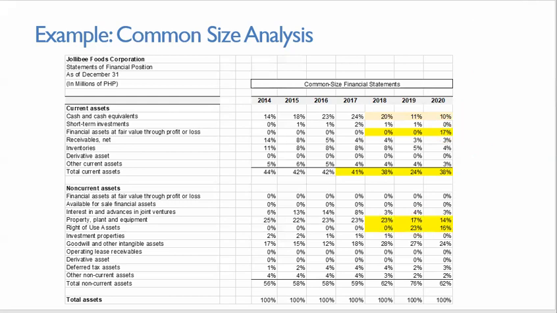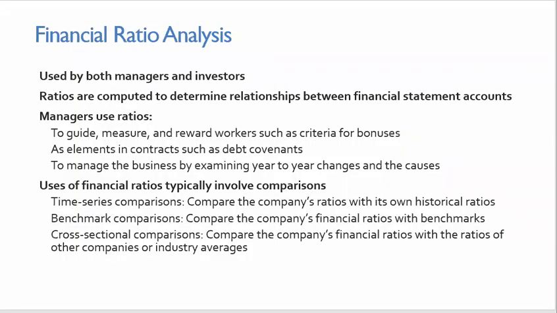So now let's go to financial ratio analysis. Okay, so we now go to financial ratio analysis. So what's financial ratio analysis? It is used by both managers and investors. Essentially, ratios are computed to determine relationships between financial statement accounts. So earlier, trend was also a ratio, right? There's a numerator, there's a denominator. Common size is also a ratio. There's a numerator, there's a denominator.